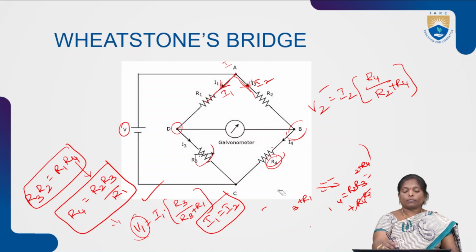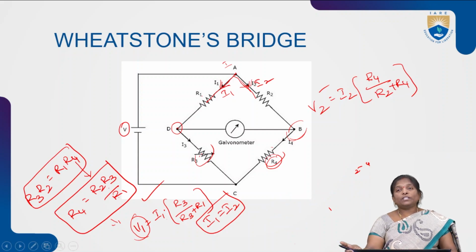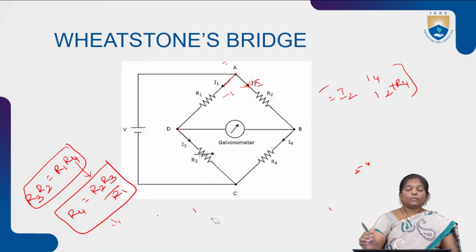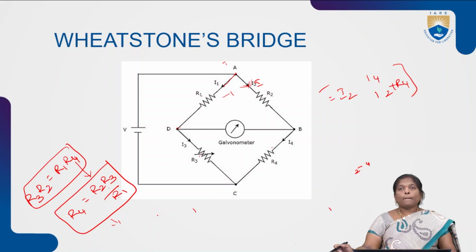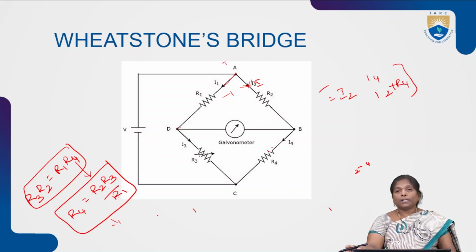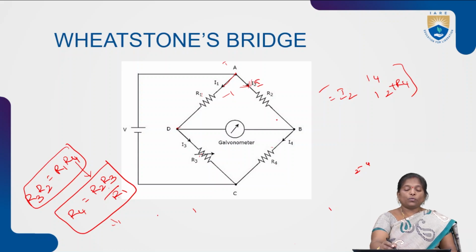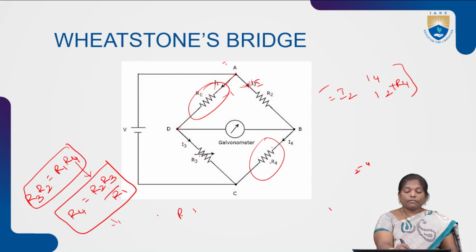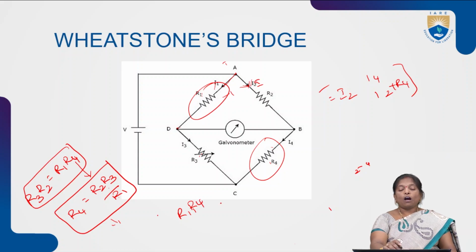So this is how to measure the unknown parameter if the bridge is present in the balanced condition. And the same can be obtained as, when the bridge is present in the balanced condition, we have one formula, that is product of two opposite arms must be same. Here we have four arms. The two opposite arms means R1 and R4 are two opposite arms. So we can represent this with R1 into R4. Similarly, R2 and R3 are also two opposite arms, that can be represented as R2 R3.